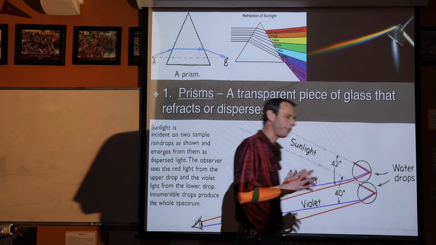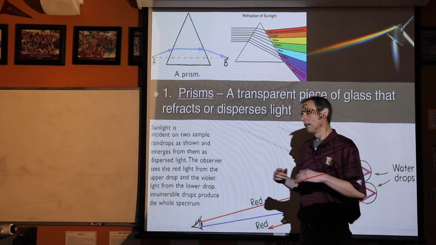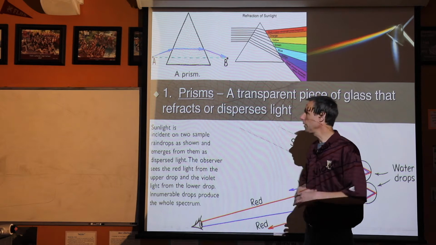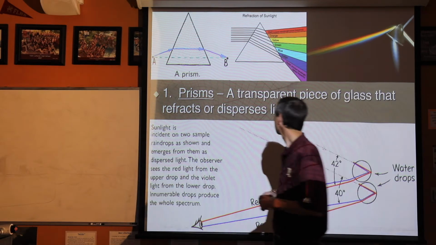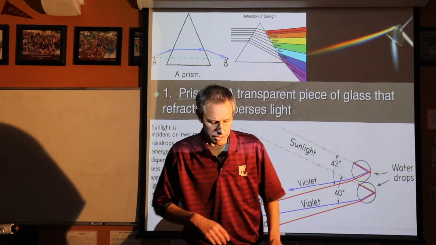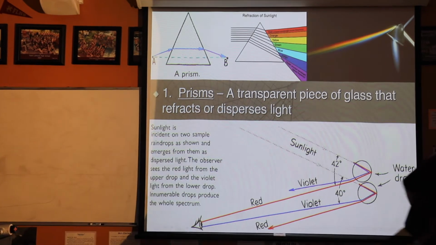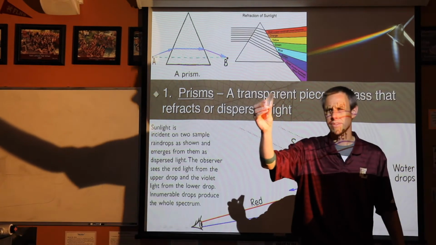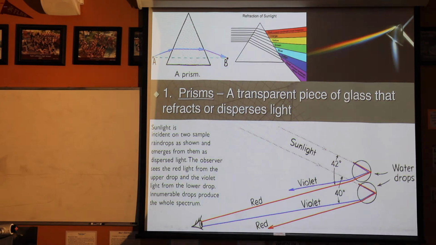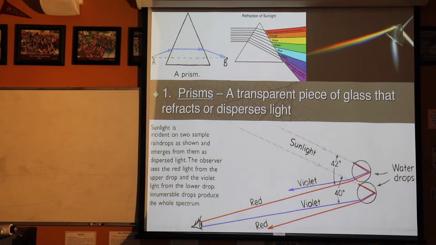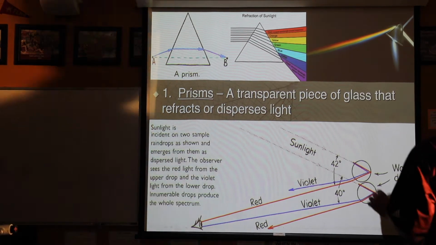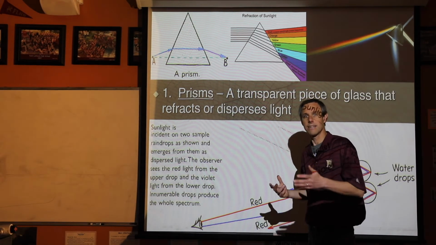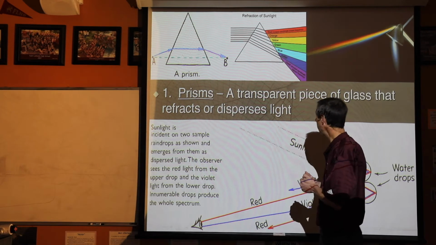Now that we kind of understand refraction, let's take it to some things that we can make. We can make a prism. A prism is, here's a prism here. A prism refracts light. It's like a lens, and it can make rainbows.